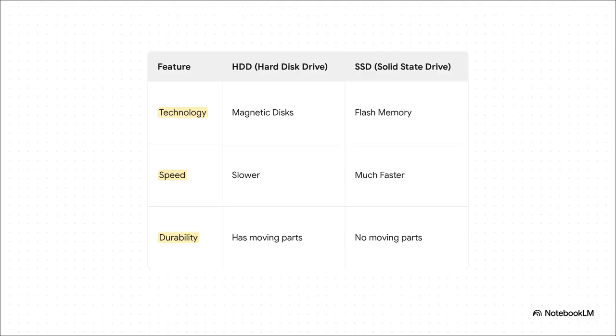So what is this box exactly? Well, inside most computers, it's either an older hard disk drive, or HDD, which has these spinning magnetic disks, or it's a modern solid-state drive, an SSD, that uses flash memory. And really, the biggest difference comes down to speed and durability. Because SSDs have 0 moving parts, they are way faster and a lot more reliable.